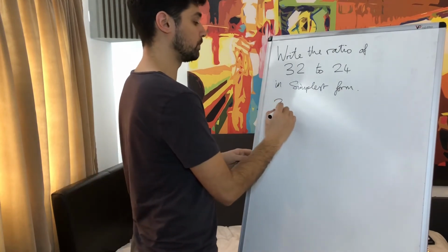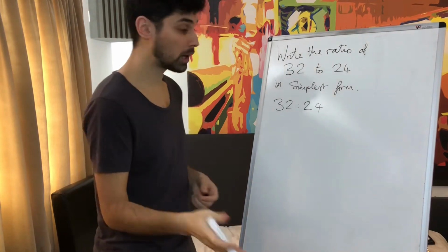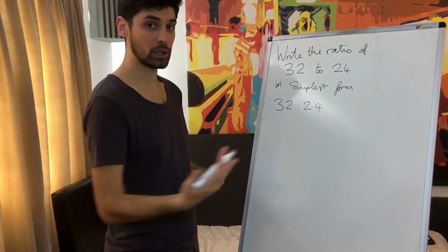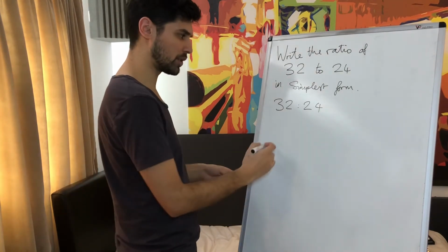Okay, let's try it with these two. 32 to 24. So, what number goes into both these numbers? Well, there's quite a few. Let's take it step by step. Let's divide by 2 first of all. That's often a really good one to start with because it's quite straightforward. We just halve both these numbers.